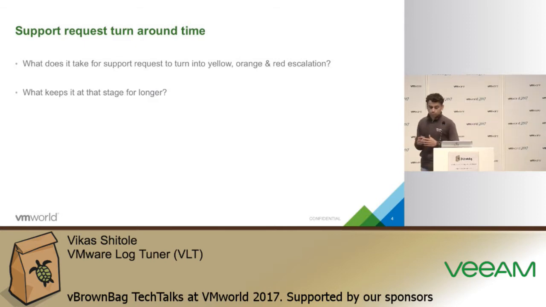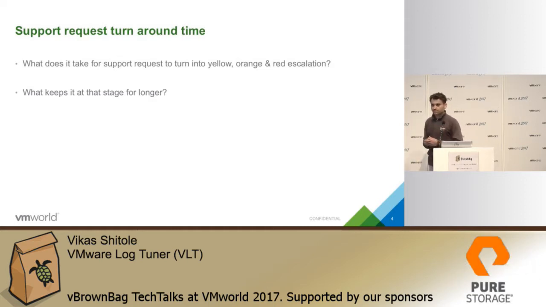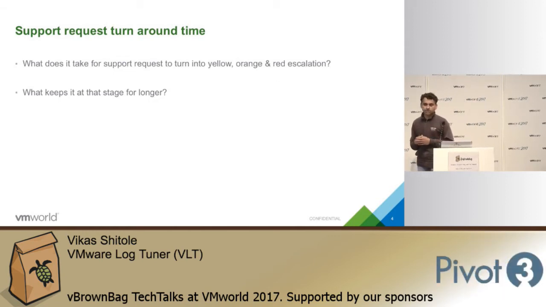Before I move further, I would like to give you a brief high level picture of how the support request cycle works. Usually at the customer end, when the customer hits an issue, they raise a support request with the VMware official support team. The VMware support team will gather all the relevant data related to the issue that the customer has faced, and they will start the initial debugging of the issue.